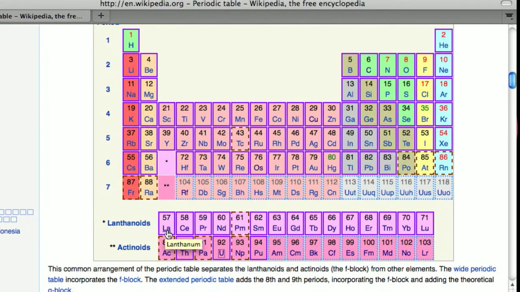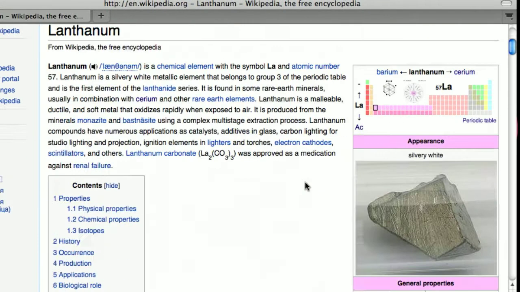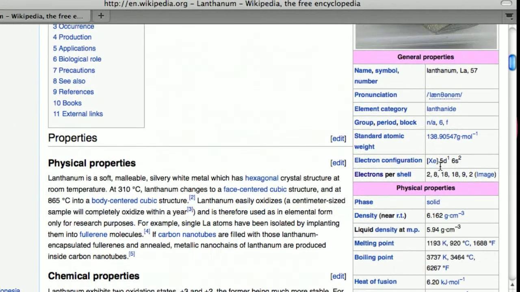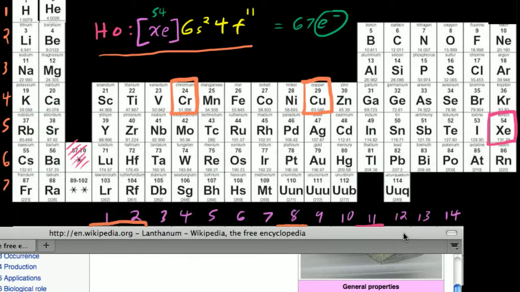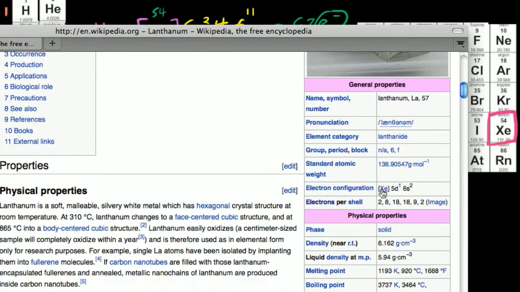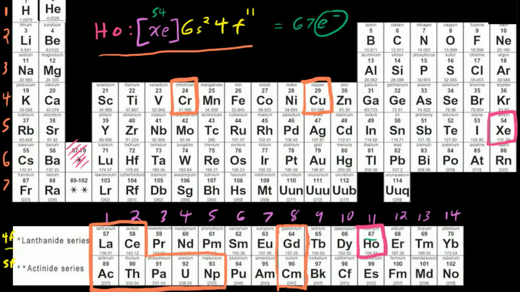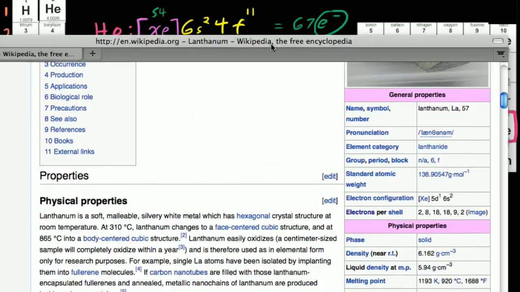Let's start with lanthanum. So we pull that up, scroll down to the electron configuration, and if we take a look at lanthanum, what would we expect? Well, we would expect xenon and then 6s2 4f1, right? That's what we would expect if we could generalize a rule about that. But what do we actually get?